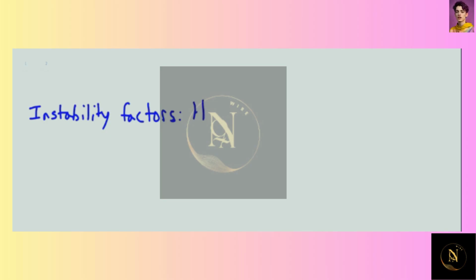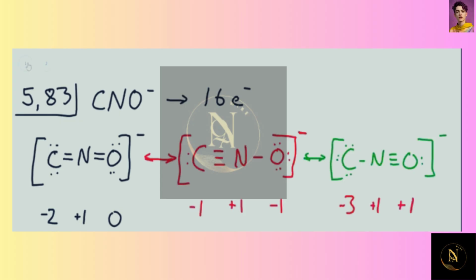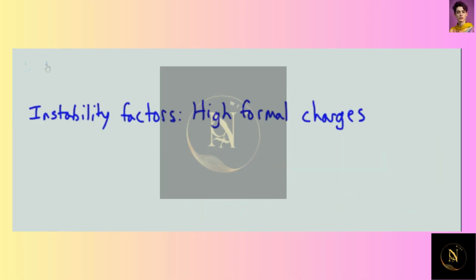So first of all, we have high formal charges. In no way are the formal charges minimized as much as possible for these structures. For instance, probably the most stable resonance structure would be the left side, where it's minimized, or perhaps the middle, but we have still a lot of formal charge. So high formal charges.